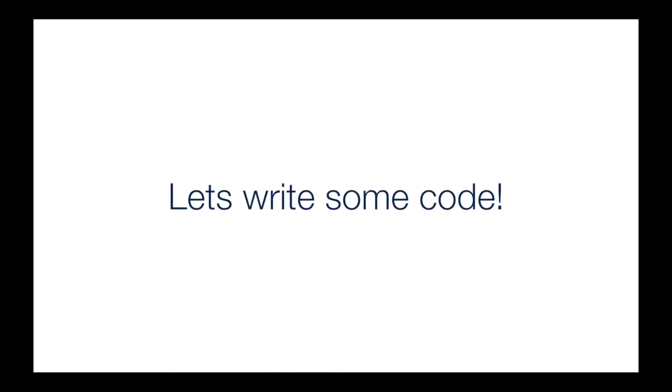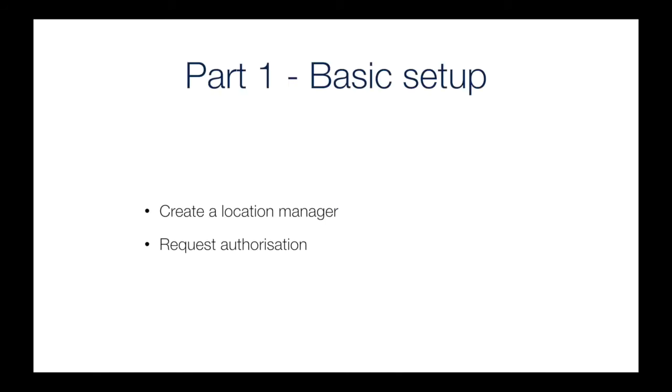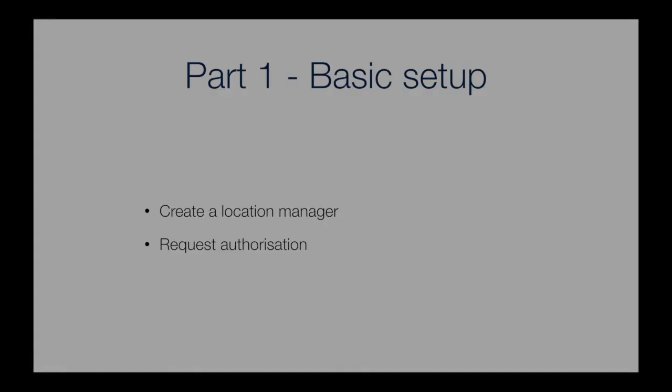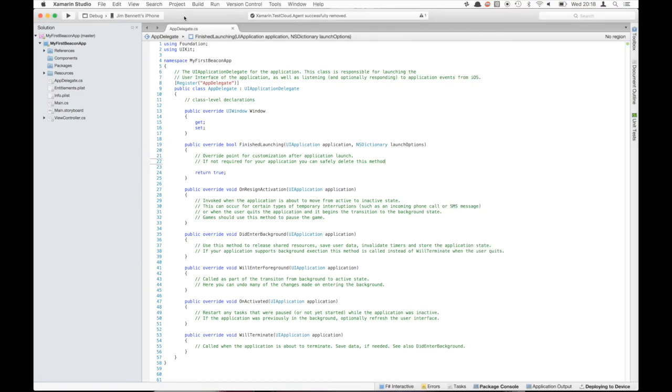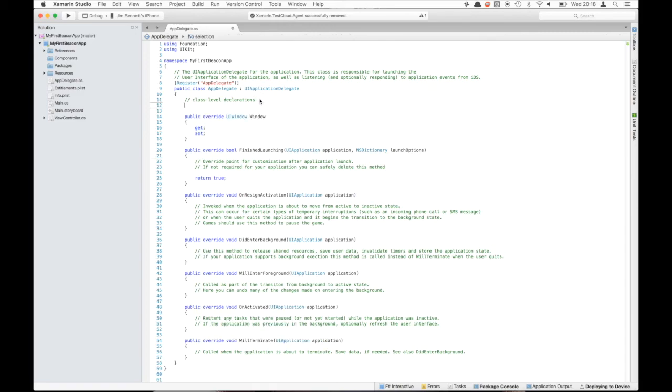So let's write some code. So first thing we're going to start with is just the basic setup. So creating a location manager and requesting authorization. So I'm going to zip to Xamarin Studio, and I'm just using a simple single view application that I've already created, nothing fancy here.